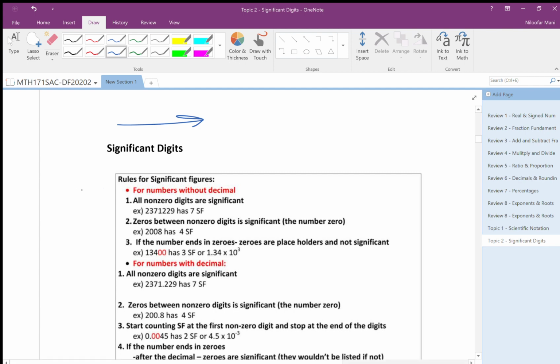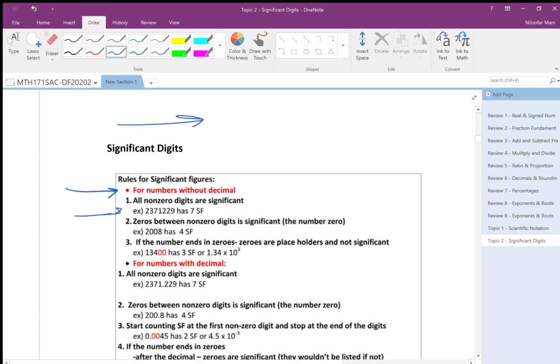So let me tell you these rules about significant digits. If your number doesn't have any decimal, and you see no zero, you have to count all of them. So you say you have 7 significant digits or significant figures. All the digits in the number, we call them significant figures. Numbers other than zero are all significant. I have to count them all.